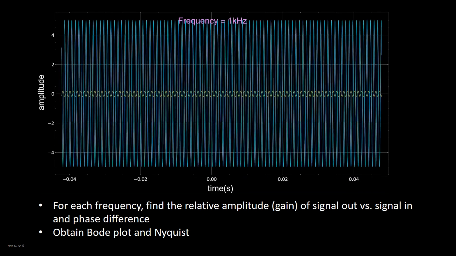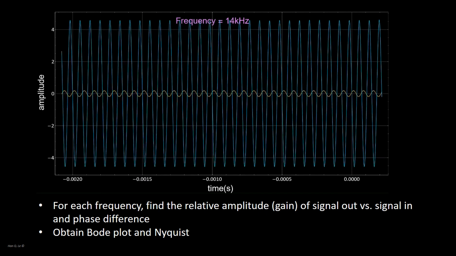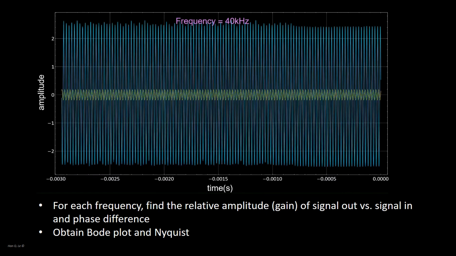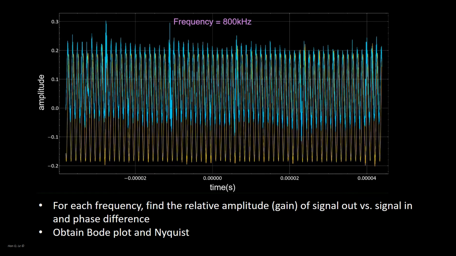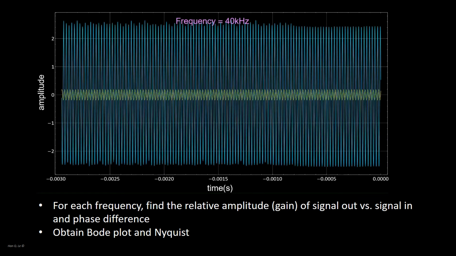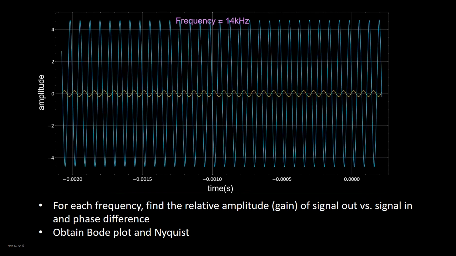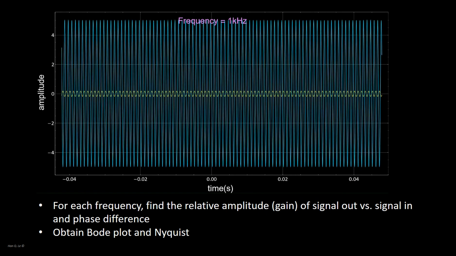This is the data of an actual frequency response measurement. The circuit was tested for many frequencies ranging from 0.5 kHz to 800 kHz. The input signal is the yellow trace, which is small compared to the output blue trace at low frequency, as the amplifier had approximately 14 dB gain, or about 27 times.